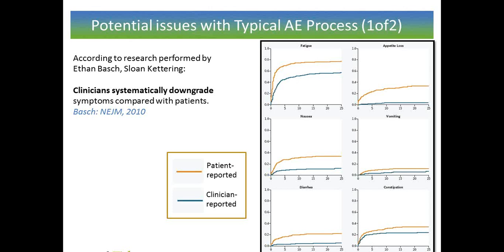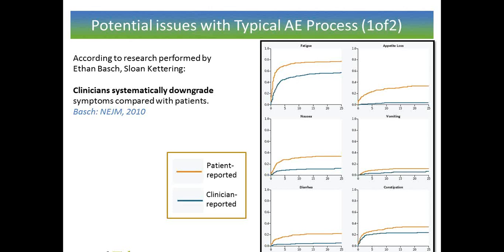You can see in every case, whether it's fatigue, vomiting, constipation, etc., the clinician consistently downgrades the symptoms compared to the patient's version of the actual symptoms. So now the question obviously is, is the patient maybe exaggerating their symptoms, and in that case is it better to use the clinician's version anyway, because we would expect the clinician to hopefully be more accurate, if this is the way that we're actually capturing the data in our studies.